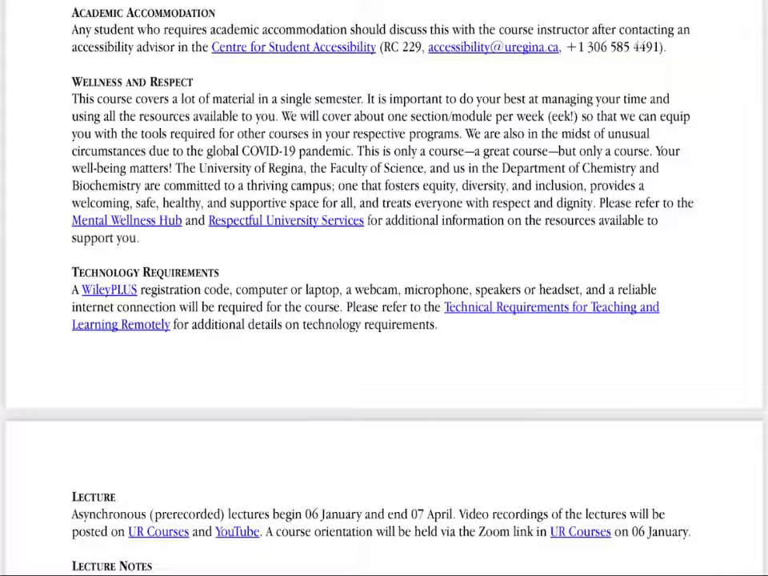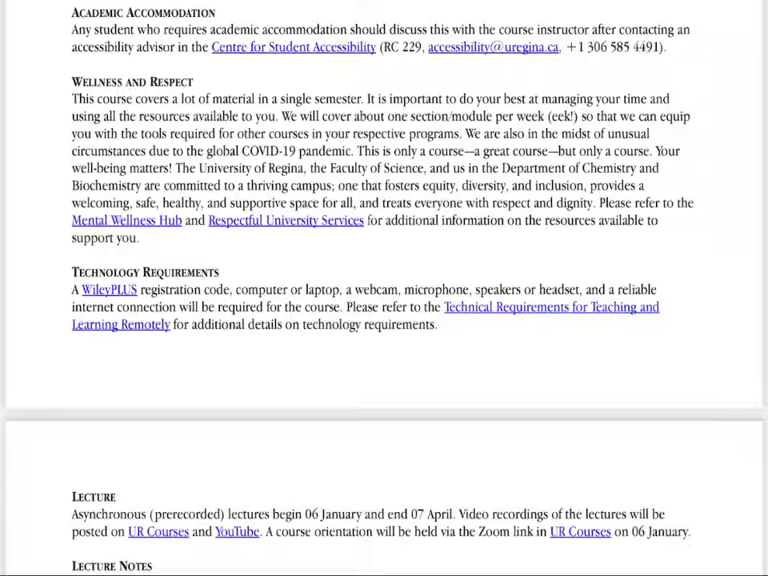Your well-being matters. The University of Regina, the Faculty of Science, and us in the Department of Chemistry and Biochemistry are committed to a thriving campus, one that fosters equity, diversity, and inclusion, provides a welcoming, safe, healthy, and supportive space for all, and treats everyone with respect and dignity. Please refer to the Mental Wellness Hub and Respectful University Services for additional information on resources available to support you.